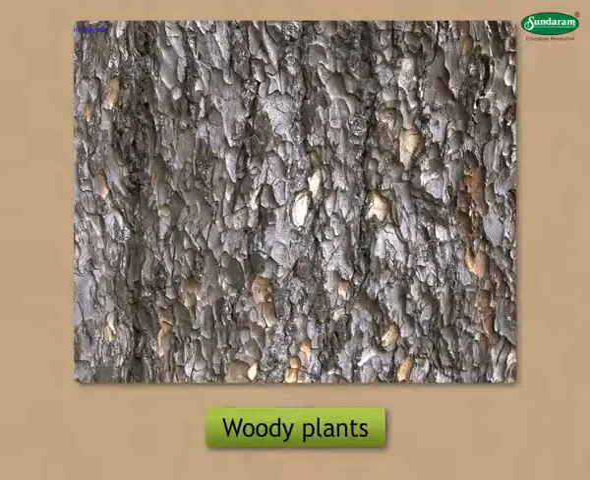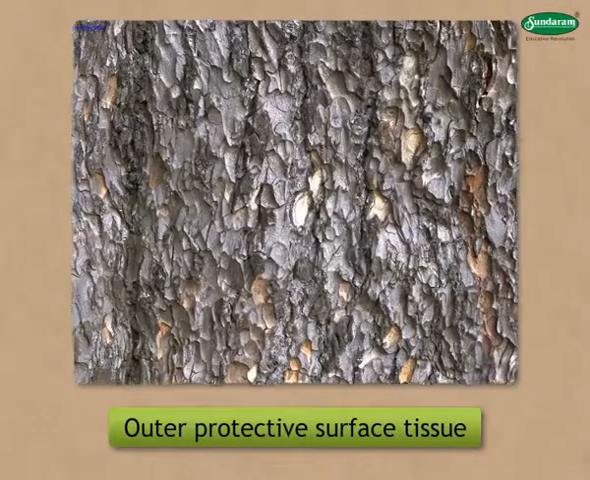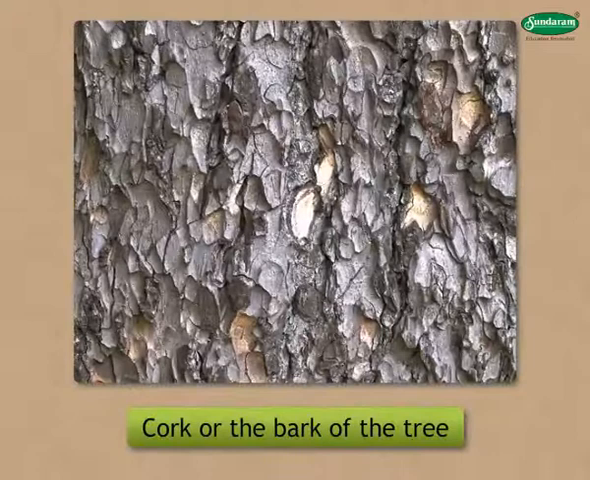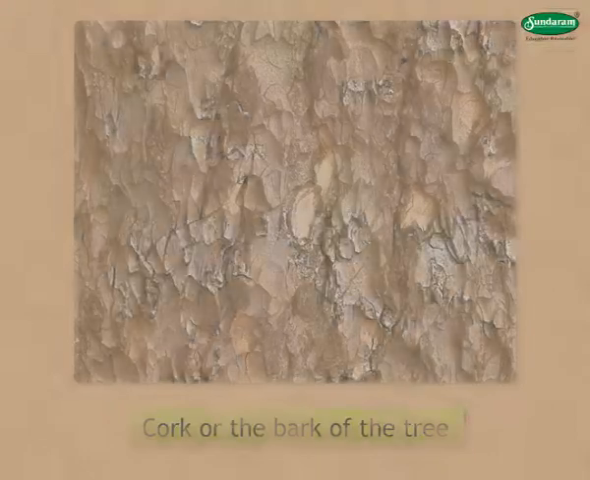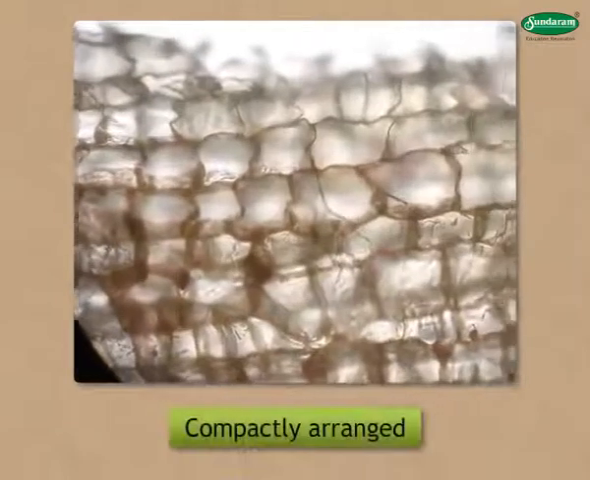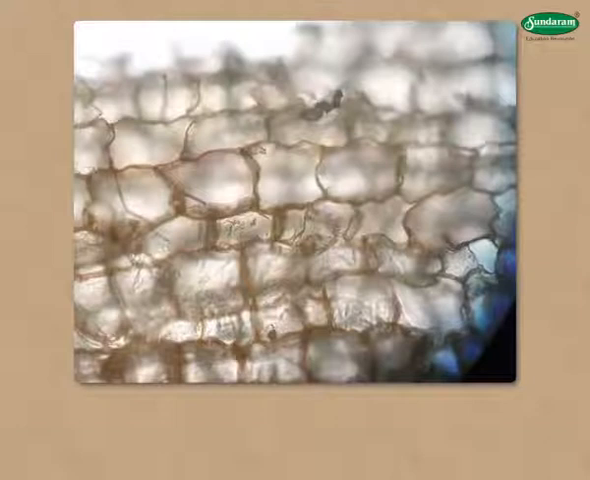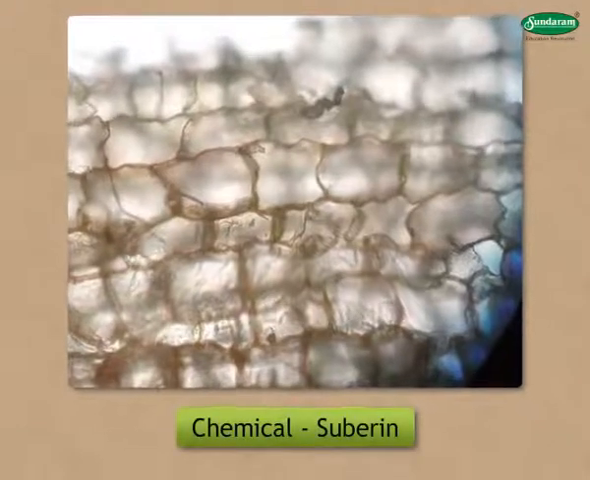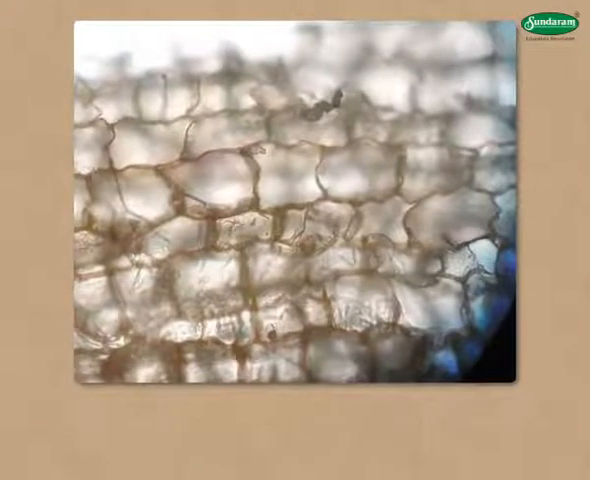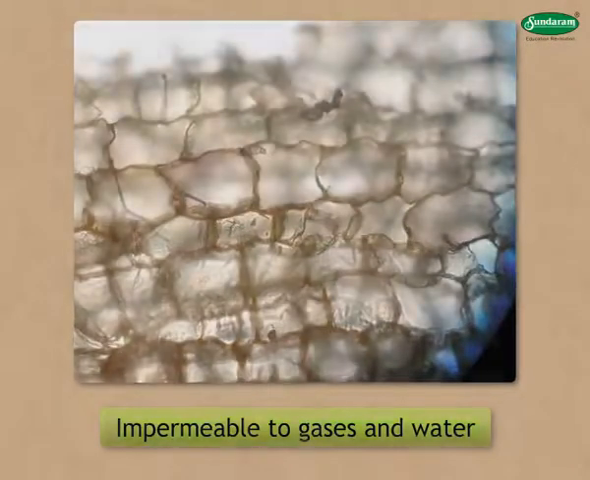As woody plants grow older, the outer protective surface tissue undergoes certain changes. This forms the several layer thick cork, or the bark of the tree. Cells of cork are dead and are compactly arranged without intercellular spaces. They also have a chemical called suberin on their walls that makes them impermeable to gases and water.